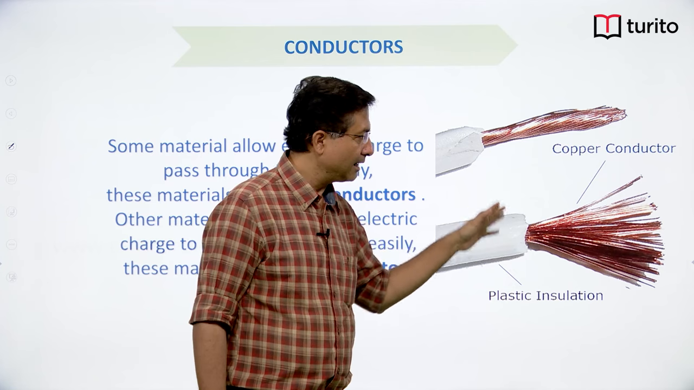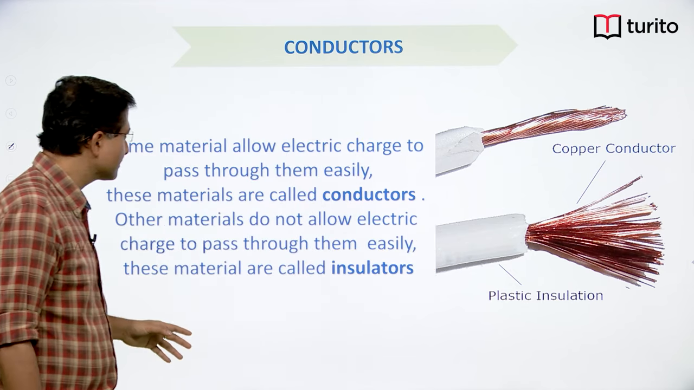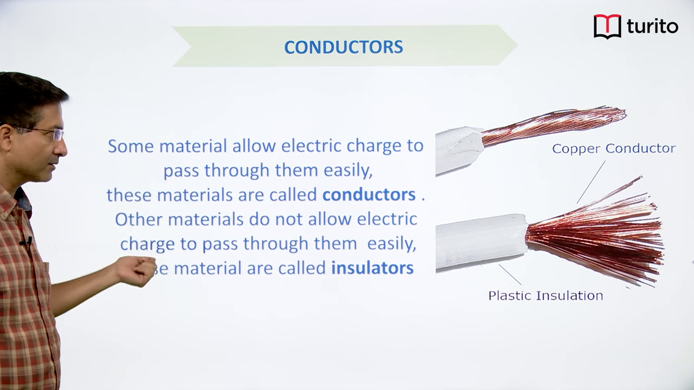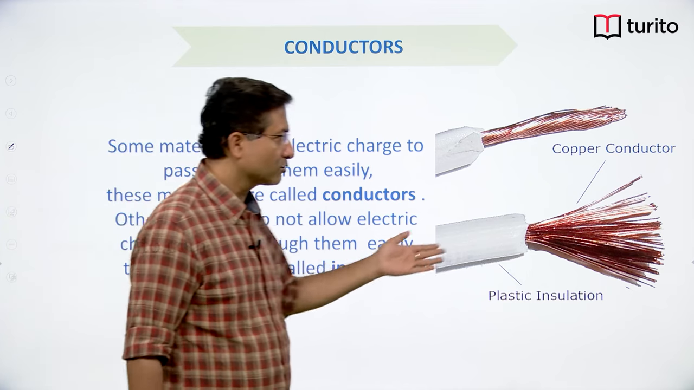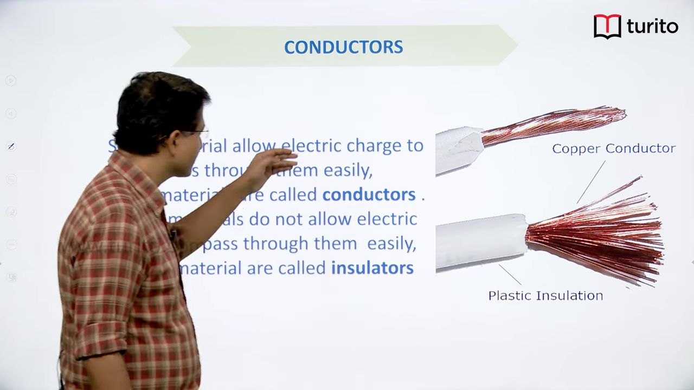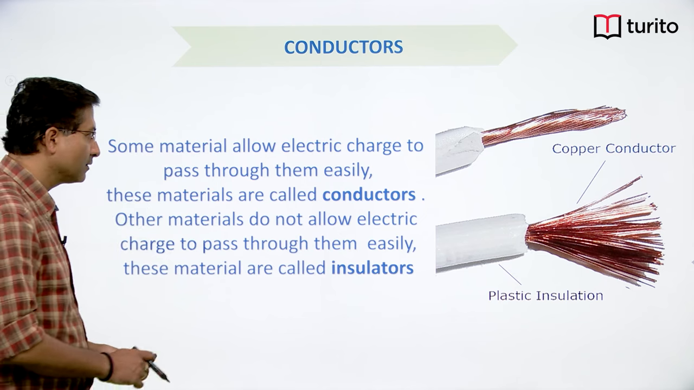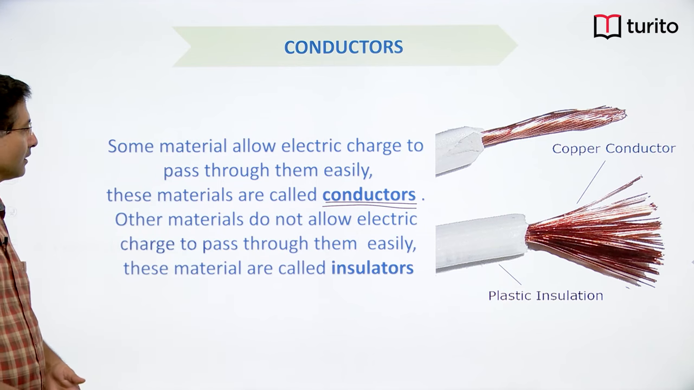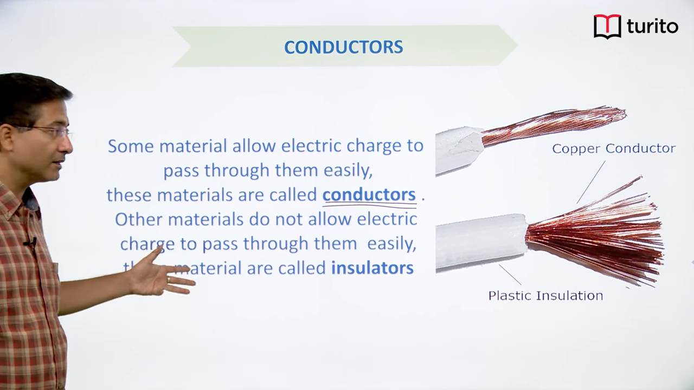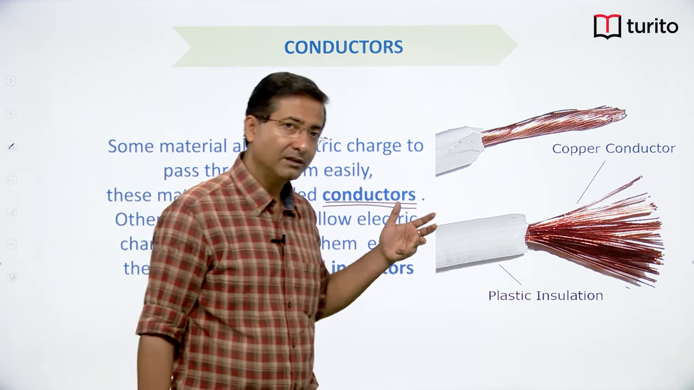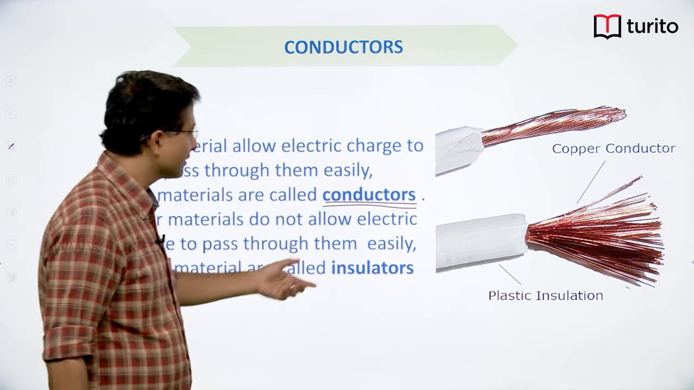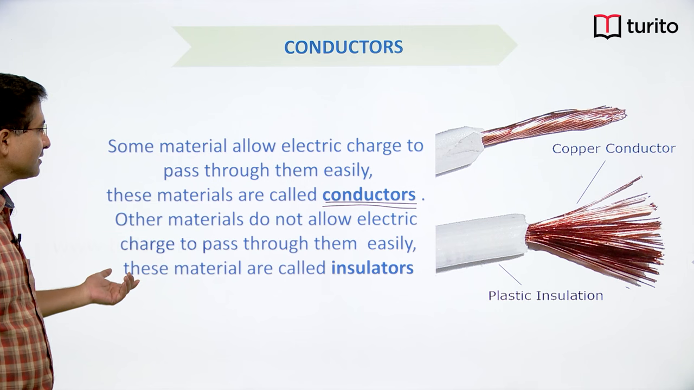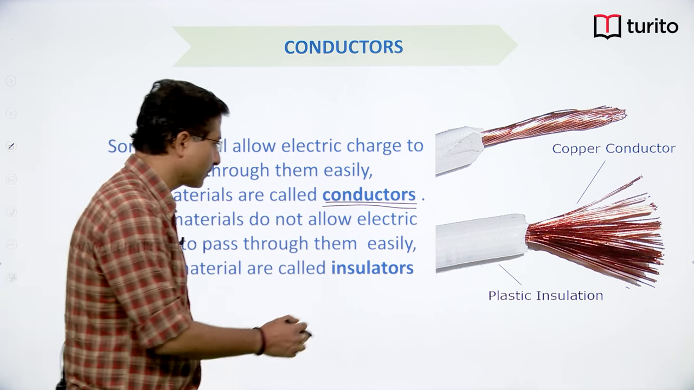Conductor and insulator. The basic definition of a conductor is some material that allows electric charge to pass through it easily, right. Those materials which allow charge to pass through them easily are called conductors, and in this chapter we will talk about conductors only. Other materials which do not allow the charge to move that easily are called insulators, right.